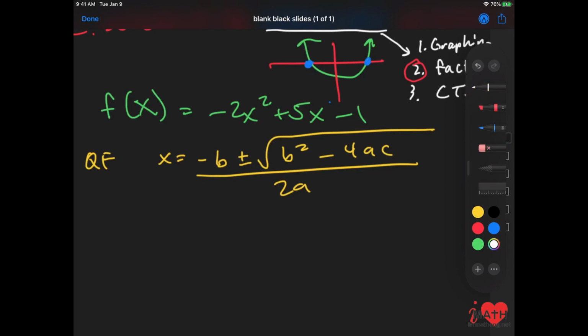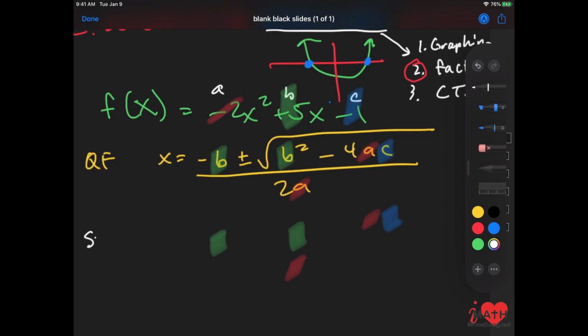Let's make sure we know that here's my a value, b value, and c value. Let's use our highlighter here. So remember, my a value is -2. So every time there's an a, we're going to write -2. The b value is 5. So every time I see a b value, I'm going to write 5. And the c value is -1. So every time I see a c value, I'm going to write -1.